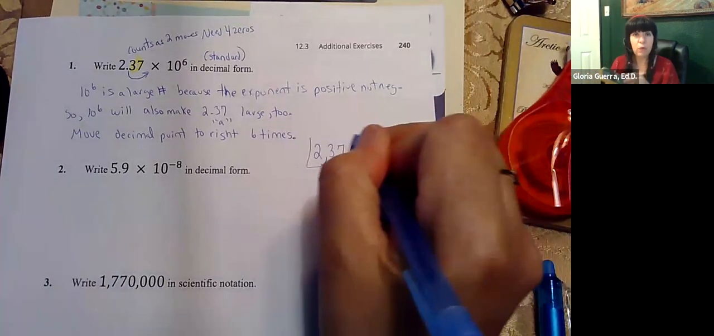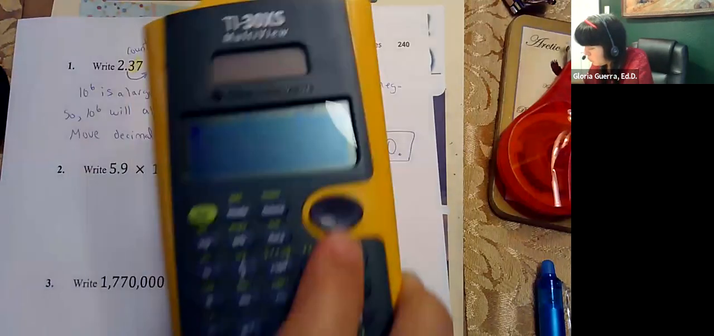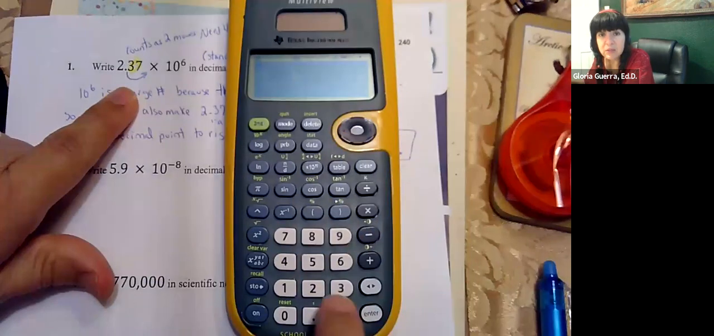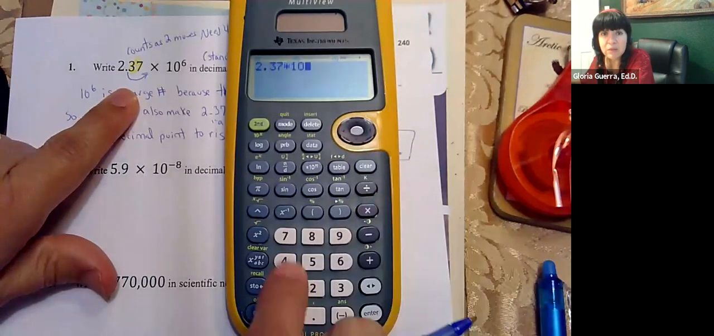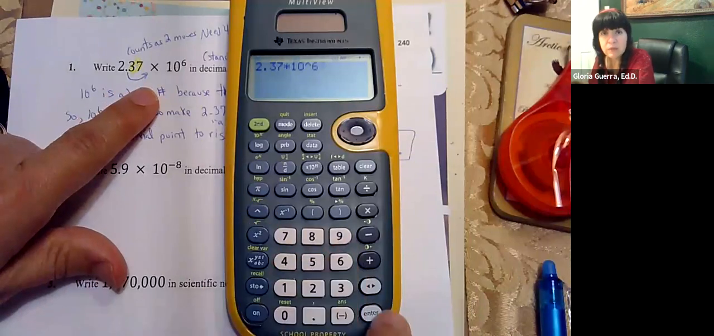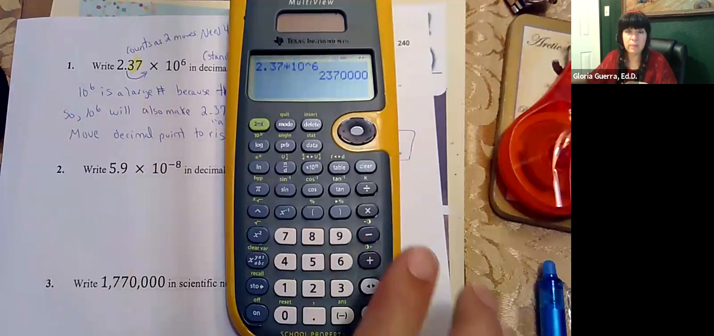That's called standard form. That's called decimal form, standard form. And if I check on my calculator, 2.37 times 10, and I'm going to raise it to the 6th power and hit enter. See how I get that answer that I got right here?